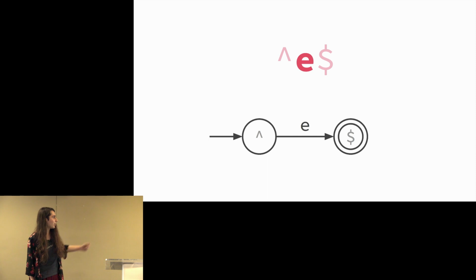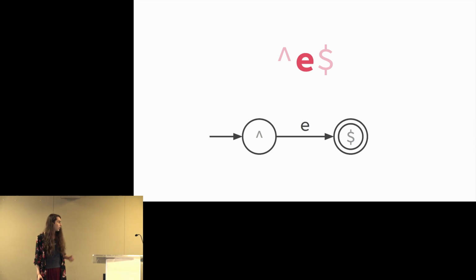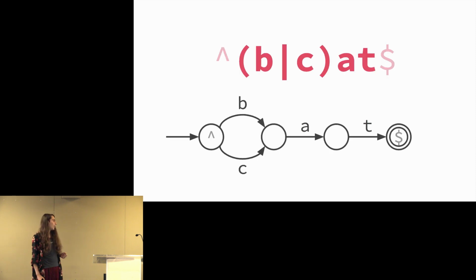So here's a simple example. We have a starting state and an end state. We have this function between them. So you start at the state on the left. You take an input of E, that transitions you to the second state on the right. Nice and simple. Let's do the next one. Start at the state on the left. Now you can take an input of B or C to get to the next state, and then you have to take an input of A and then an input of T to get to the end state.